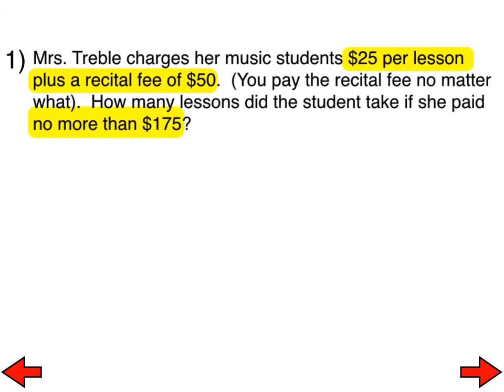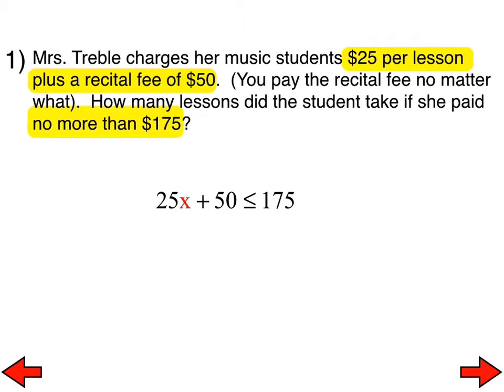So here we go. Sean was correct. This was 25x plus 50 because 25 per lesson, that's the thing that is changing, is less than or equal to 175 because I don't want to spend more than 175. I want to spend less than that. No more than would be less than or equal to. I'll go ahead and let you solve this. Solve for x, please.